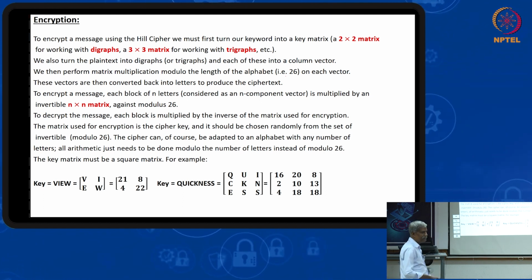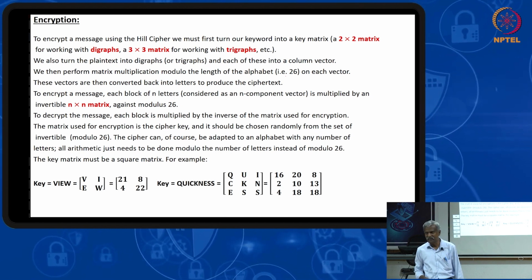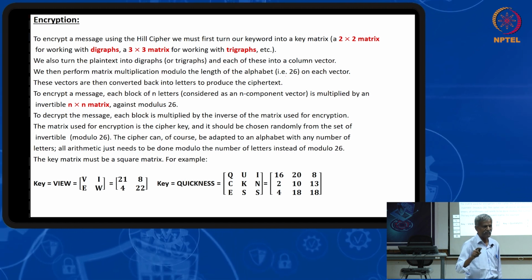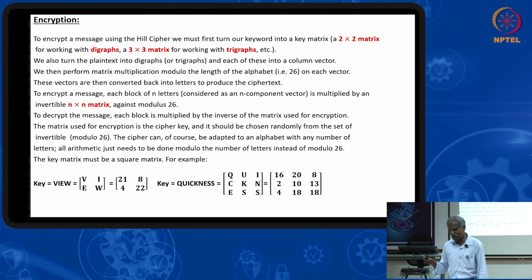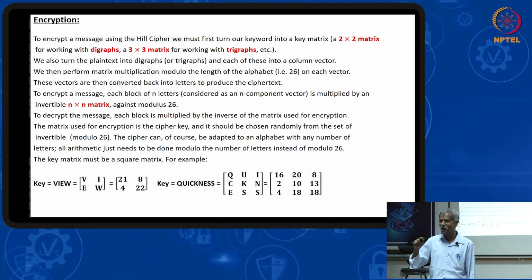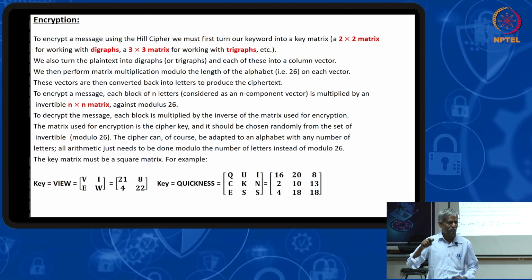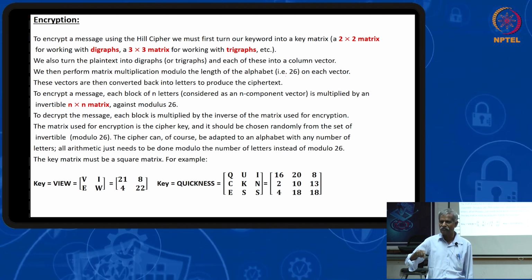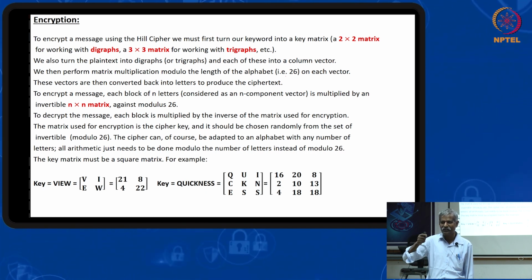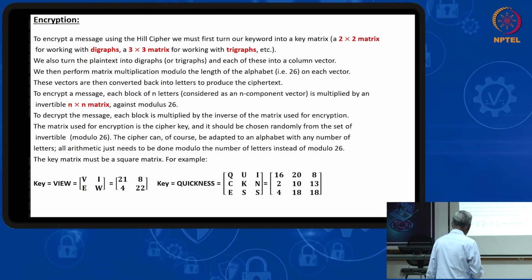Suppose we are going to use VIEW as plain text. You want to encrypt the text VIEW. VIEW is the plain text. The letters start like this: A equal to 0, B equal to 1, C equal to 2, D equal to 3, and so on, H equal to 23, Y equal to 24, Z equal to 25. Like that, starting from 0.